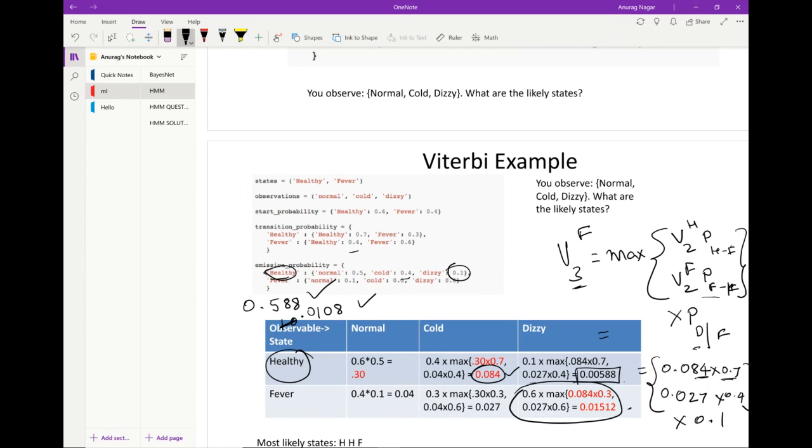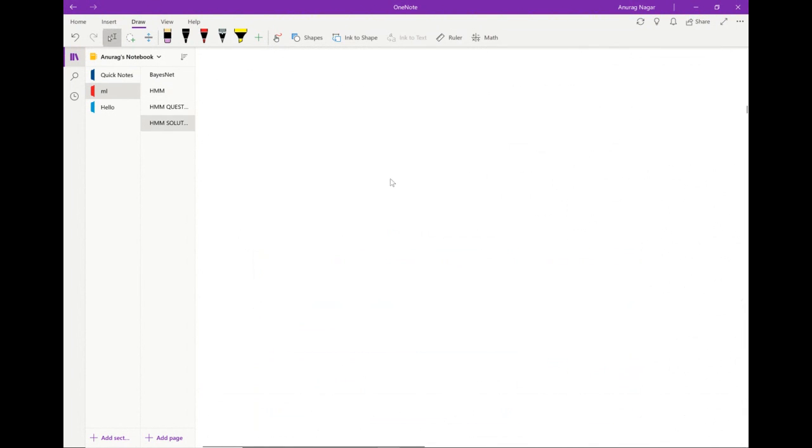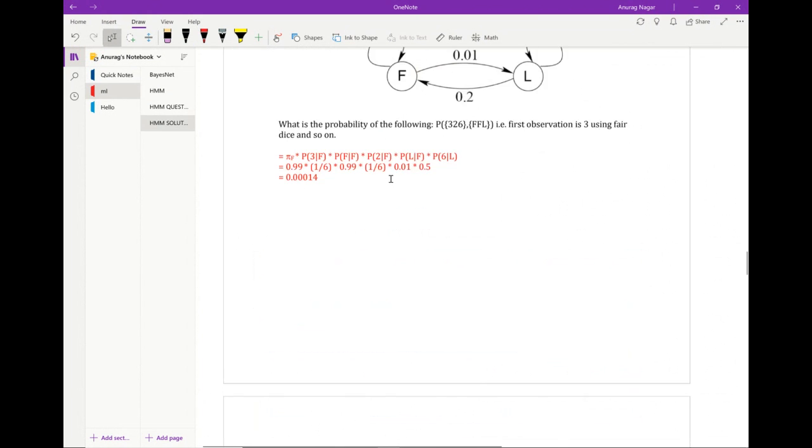How did you get here? Well, I got here from this jump. So let's trace back. How did I get here? Well, from this jump. So my prediction is, on the third day it was fever, or state 2. The second day it was healthy. The first day it was healthy. And that is what is written here: healthy, healthy, fever. You can go ahead and practice some more questions from this example set.